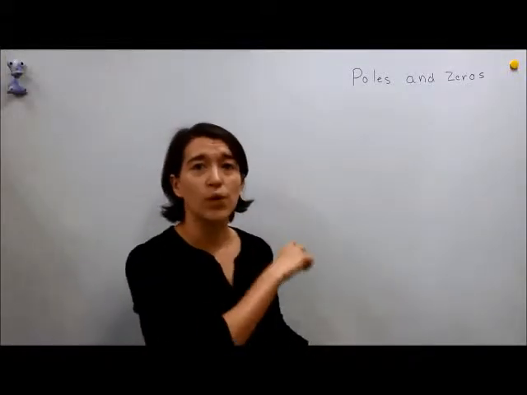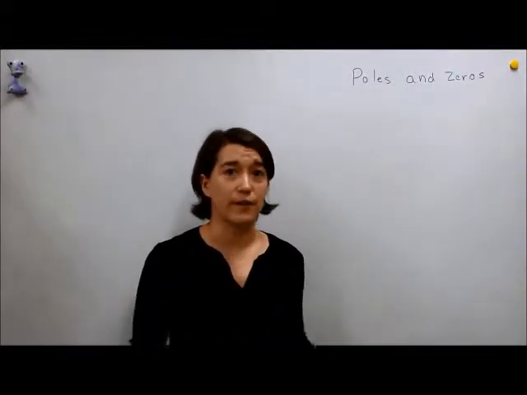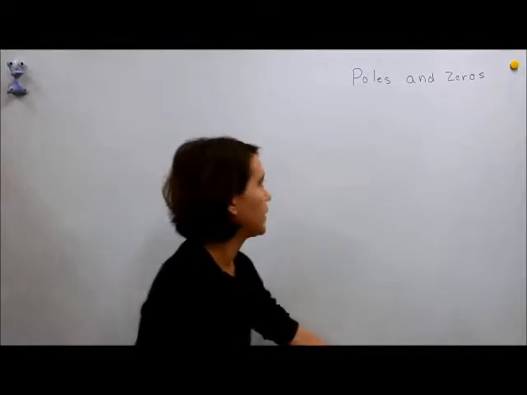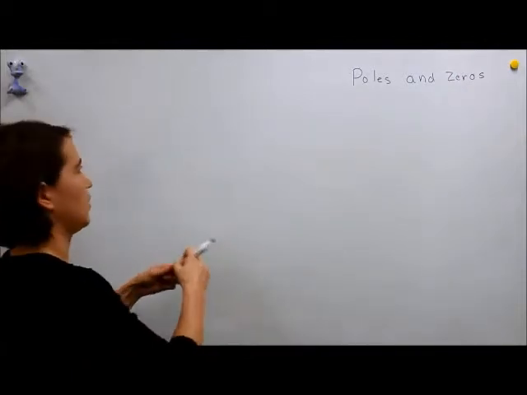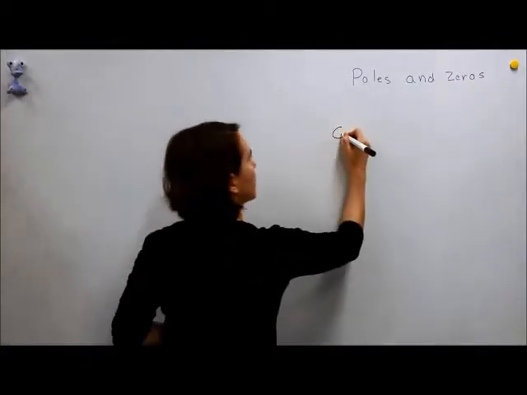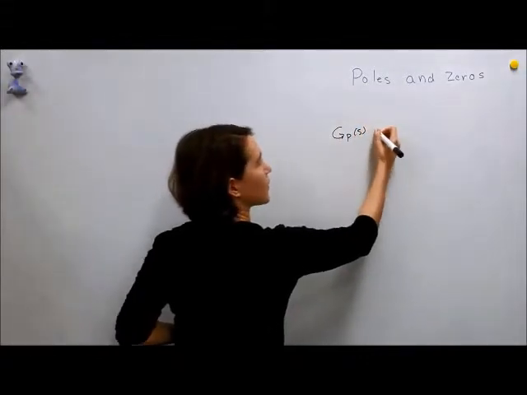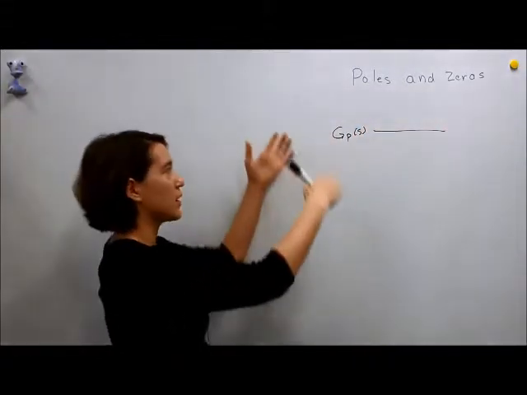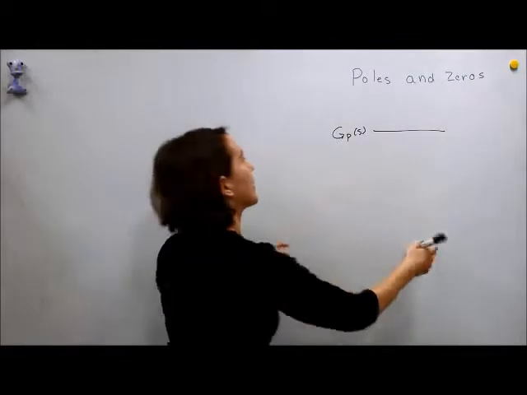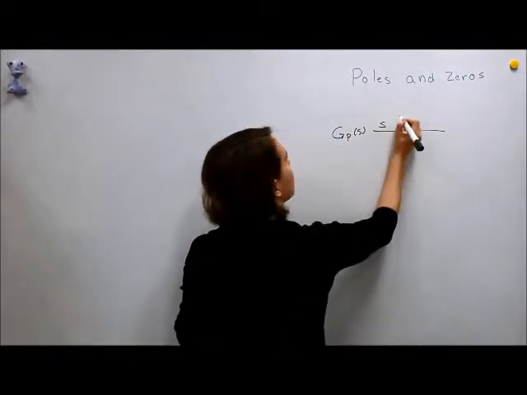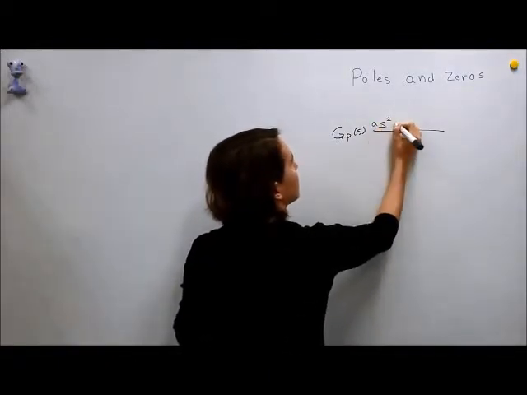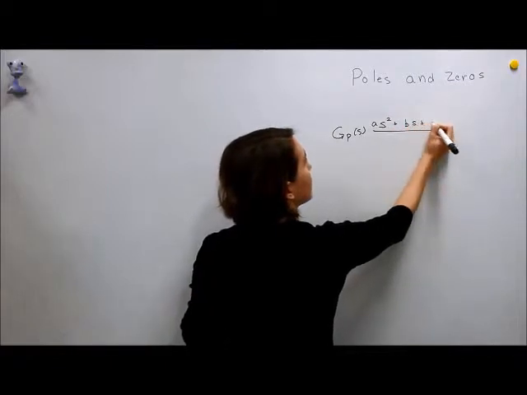And we're going to look at the poles and zeros of a system. So we're going to define that right now. In a transfer function, we usually have, so we'll say you have a plant, some transfer function. We usually have a numerator and a denominator. And usually it's something, let's say as squared plus bs plus c.